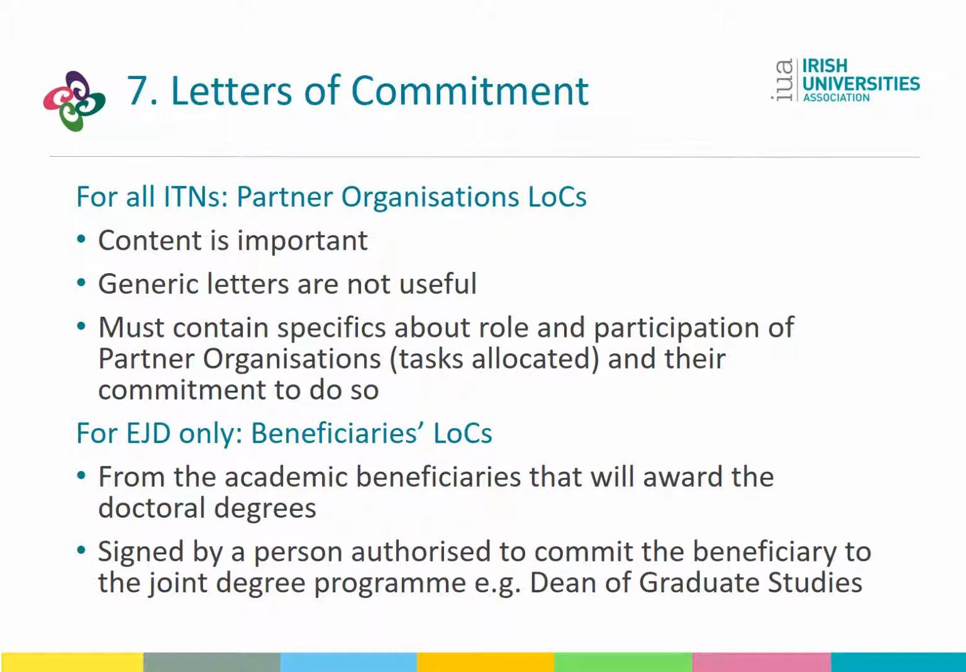For a European joint doctorate, it is necessary to provide letters of commitment from the beneficiaries as well, and in particular from the academic beneficiaries that will award the doctoral degrees. So they have to show an explicit commitment to award and deliver a joint or multiple degree program. So these letters have to be signed by a person authorized to commit the beneficiary, in this case the university, for example, to award a joint degree program. For example, the Dean of Graduate Studies.